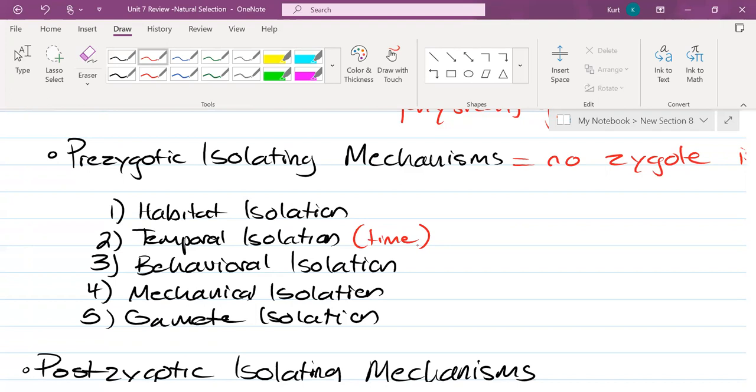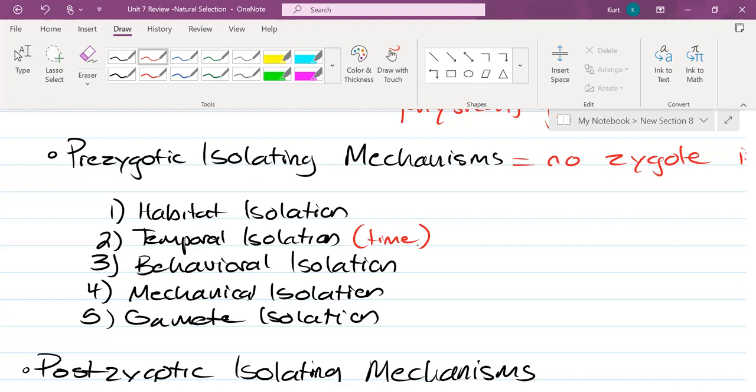Mechanical isolation is where the coupling or the actual act of sex doesn't work because the organs are not a match. The lining up of the bodies for sexual reproduction is not a match. It's just not going to work out. Mechanical means the actual parts don't match up. And then we have gamete isolation where you actually had sex, but the sperm and the egg are totally not going to work together. So those are the five prezygotic.